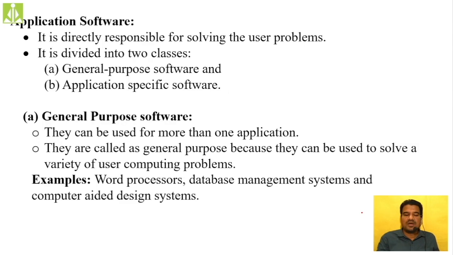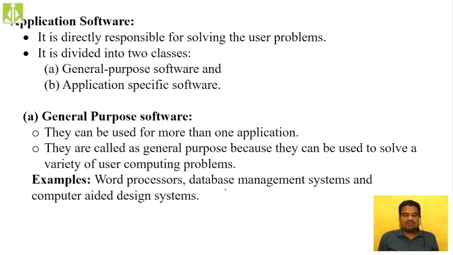If you see, general purpose means for a variety of purposes. A single application software will satisfy a variety of user needs. That is the reason why we call it general purpose software. If you read the first point, they can be used to do more than one job. They can be used for more than one application. That is the reason why we call them general purpose softwares.